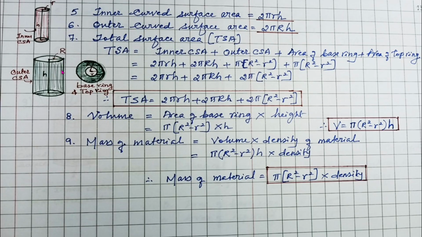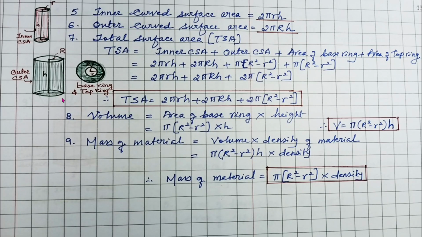curved surface, and therefore the total surface area of a hollow cylinder is the inner curved surface area, the outer curved surface area, the area of the base ring and the area of the top ring. And we know that inner CSA is 2 pi rh, the outer CSA is 2 pi capital RH, then the area of the base ring is pi R square minus r square, top ring is pi R square minus r square, and the conclusion is the total surface area is 2 pi rh plus 2 pi capital RH plus 2 pi into R square minus r square, a very important relation to find the total surface area of a hollow cylinder.